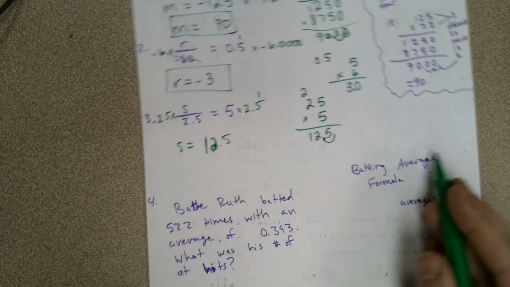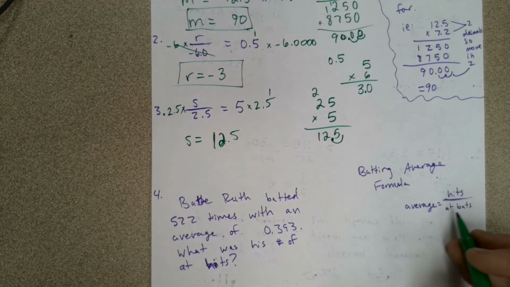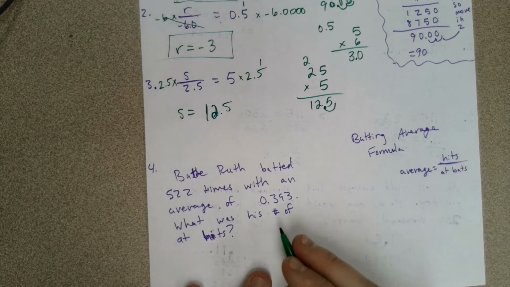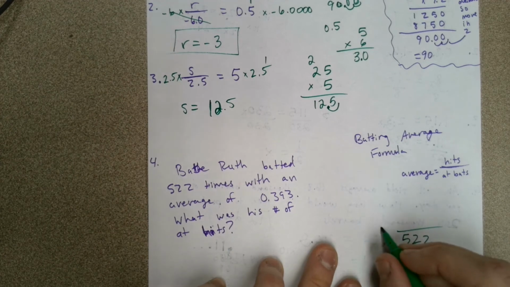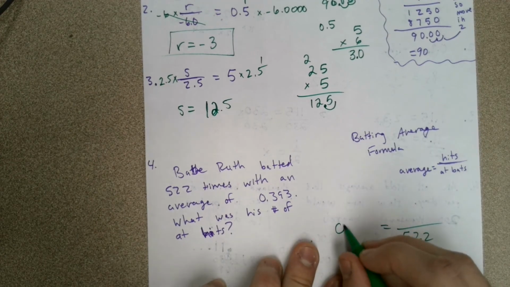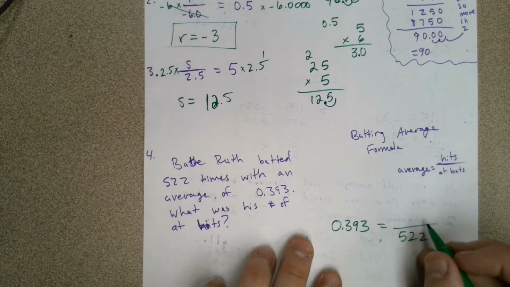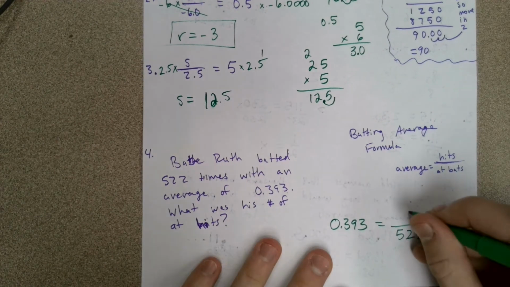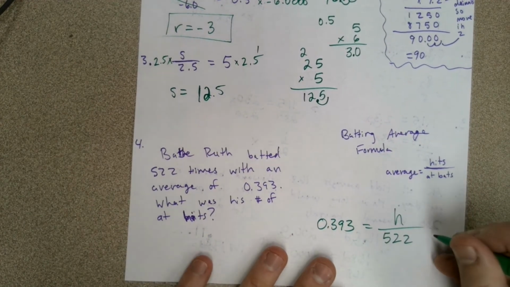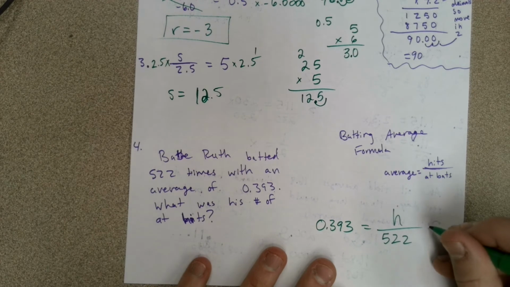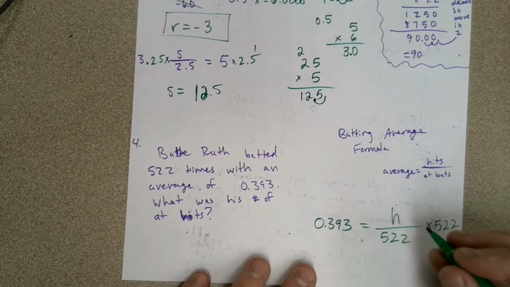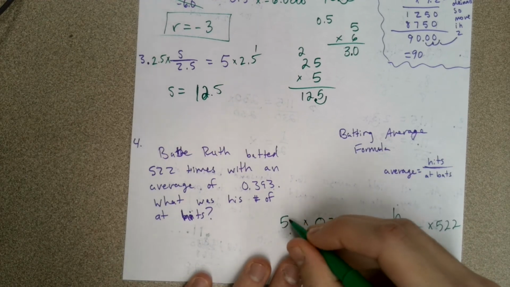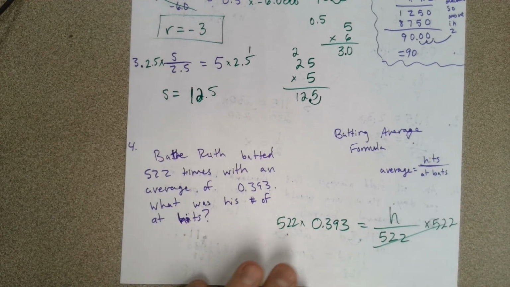So we got the little formula over here for us. They got us average equals hits divided by at-bats. They told us he batted 522 times, so I'm going to put that on the bottom. This is us working on those formulas. They told us his batting average was 0.393. Put that over here where it says average, and we have to figure out H. How do we get H by itself? Right now it's H divided by 522. Well, we're going to multiply each side by 522. Whenever we do that to this side, we have to do it to this side. These cancel each other out.